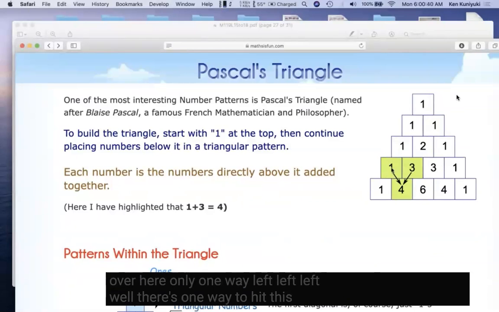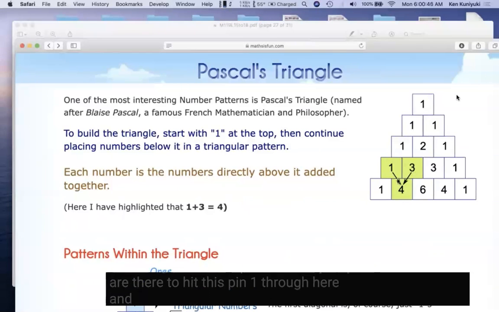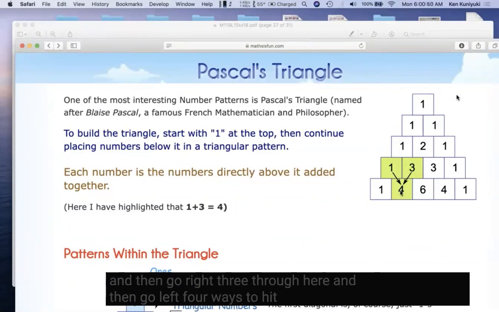Well, there's one way to hit this pin and 3 ways to hit this pin. How many ways are there to hit this pin? 1 through here, and then go right, 3 through here, and then go left, 4 ways to hit this pin. So the number on each of these squares, these numbers in Pascal's triangle, they correspond to the number of ways that the chip can hit that pin.